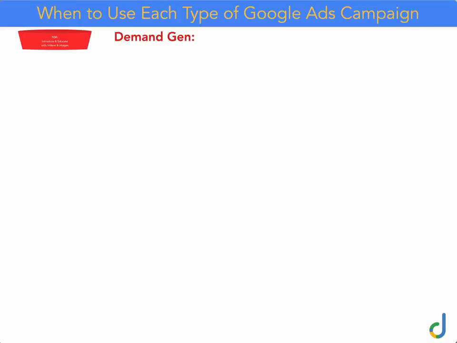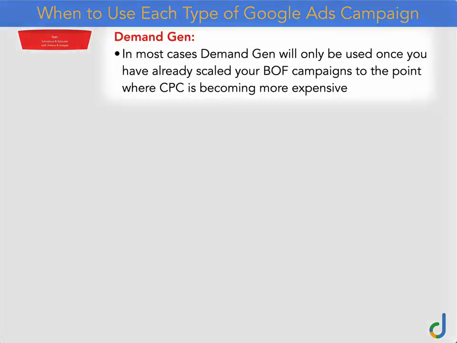And now let's move to the top of the funnel, and this is with demand gen. In most cases, demand gen will only be used once you've already scaled your bottom of the funnel campaigns to a point where the CPC is becoming more expensive. So if you find a point where you just can't increase your budgets anymore, because as you increase your budget, the CPC costs increase, so it becomes non-profitable, this is where you can add in a demand gen campaign.